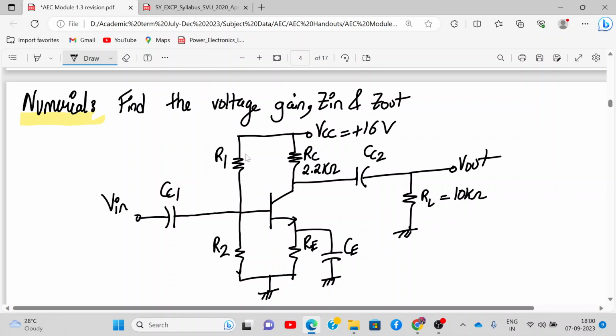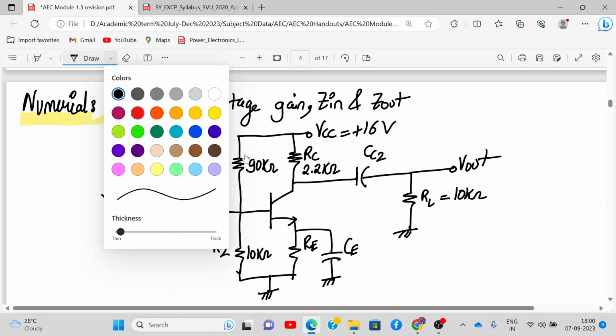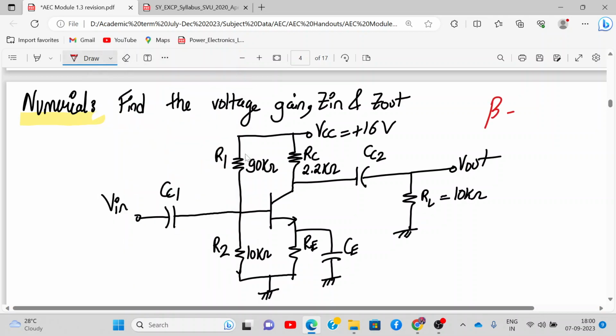This is the data given. R1 is 90 kilo ohm. R2 is 10 kilo ohm. And here the given data is beta, they have given it as 210, and VA they have given it as 100 volt. This is the BJT parameters and it's an NPN transistor.